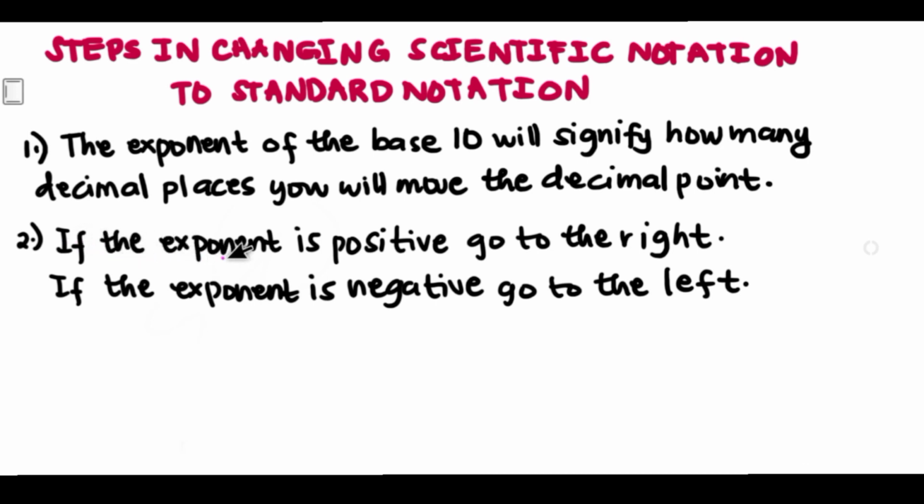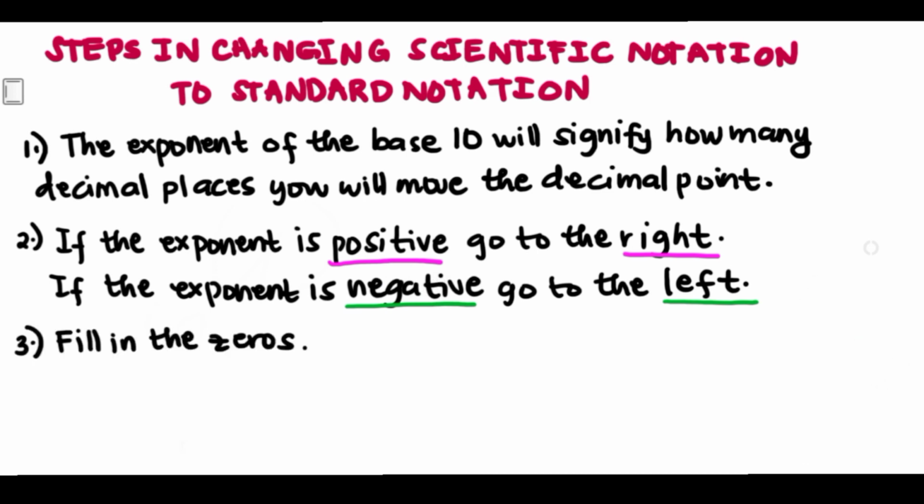So, step number 2, if the exponent is positive, we will go to the right. So, kung positive na exponent, sa right ka pupunta. And if the exponent is negative, pupunta ka naman sa left. So, kabaliktaran lang no kanina kasi nga, magkabaliktaran lang naman yung scientific notation at saka standard notation. So, since direction kasi to, magdadirect sa atin kung saan tayo pupunta. So, kapag positive, you go to the right, at kapag negative, you go to the left. And the third and last step is to fill in the zeros.